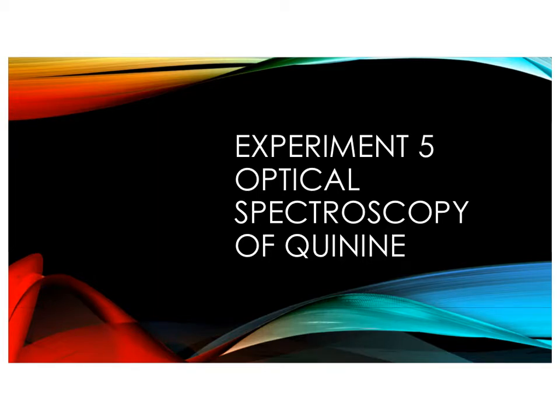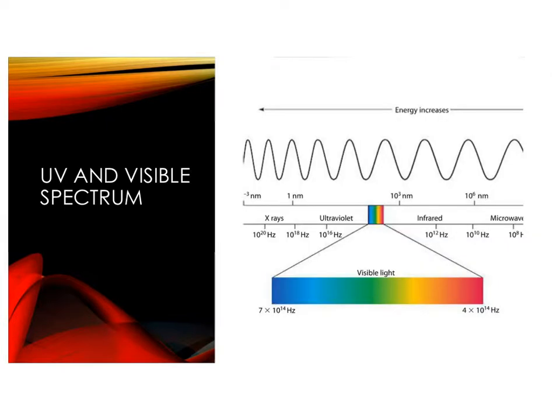In Experiment 5, we're going to use the power of absorption and fluorescence to determine the concentration of quinine in tonic water. Here, we have the electromagnetic spectrum. As you may know, as the wavelength increases, energy decreases, and vice versa. For this lab, we will focus on the ultraviolet and visible light spectrum.